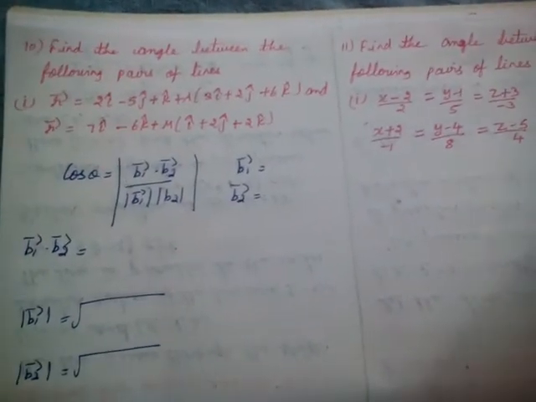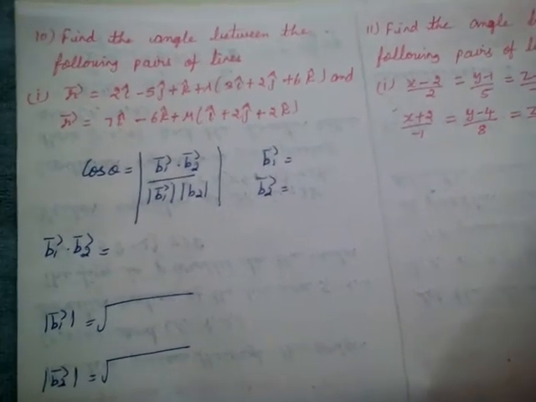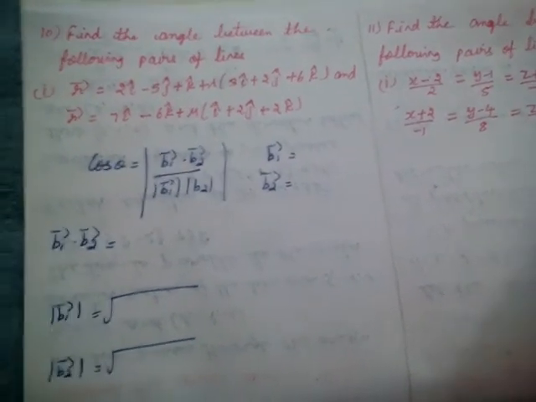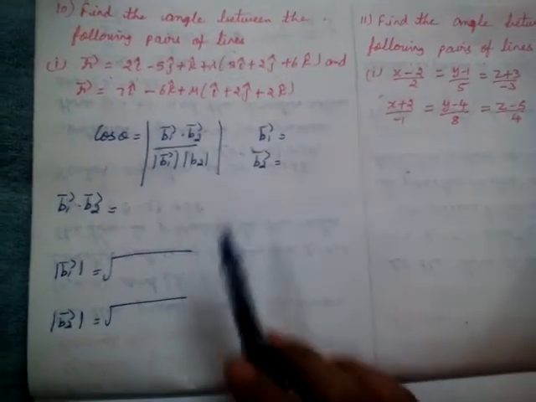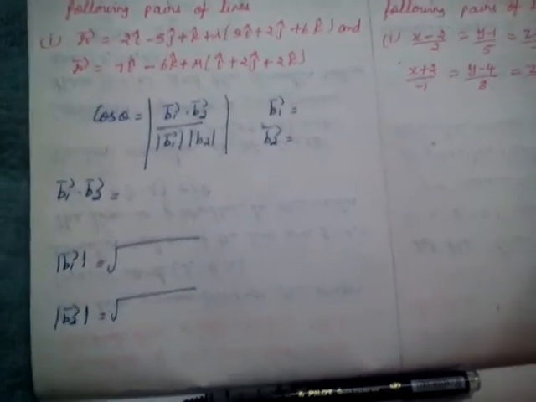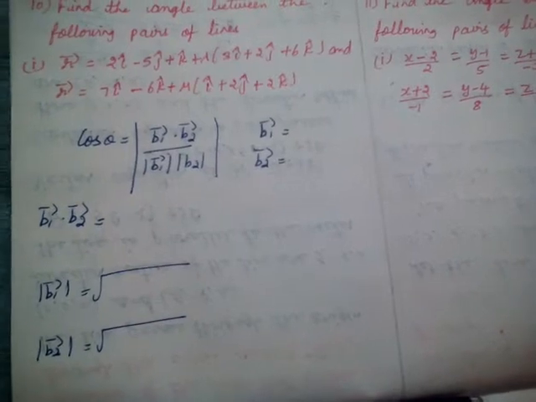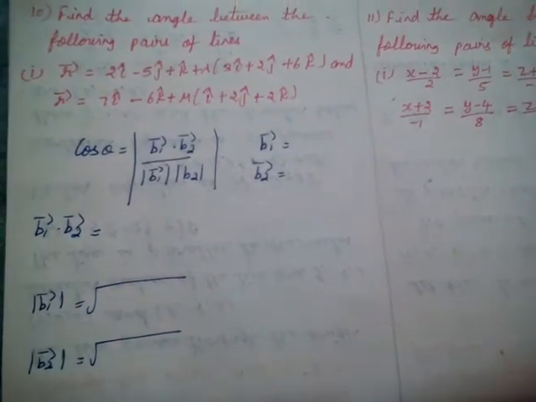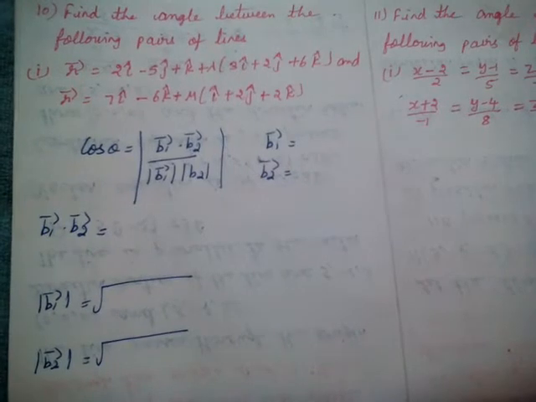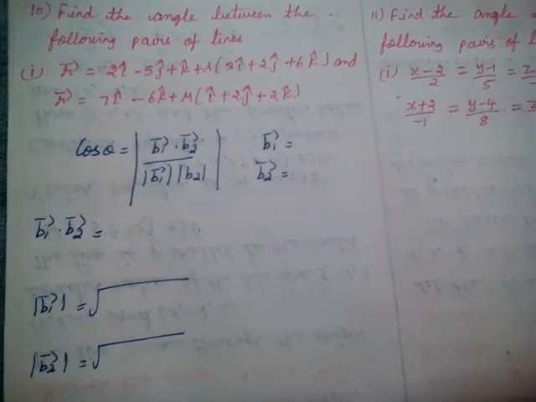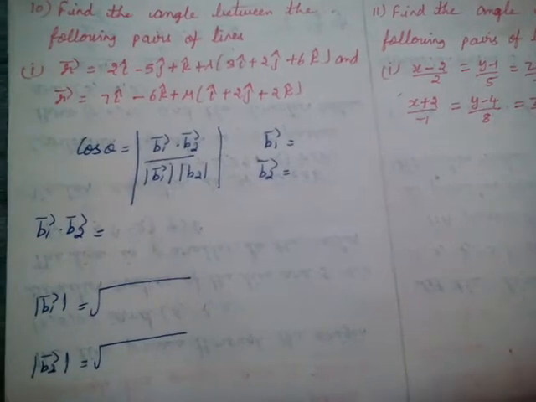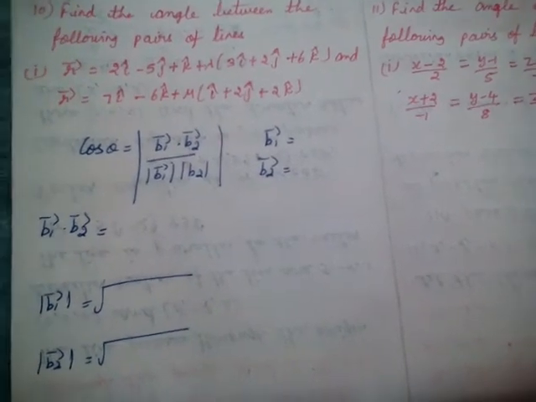Okay. Now the next one. Find the angle between the following pairs of lines. The lines are given in vector form: r vector is equal to, this is one line and this is another line. Now you are asked to find the angle. How will you find the angle between the two lines if they are given in vector form? It is cos theta equals modulus of b1 vector dot b2 vector divided by mod b1 into modulus of b2. So now let us see what b1 and b2 are.